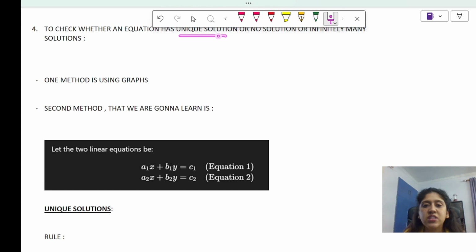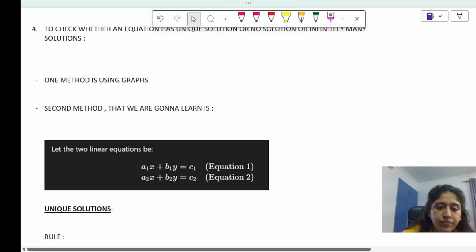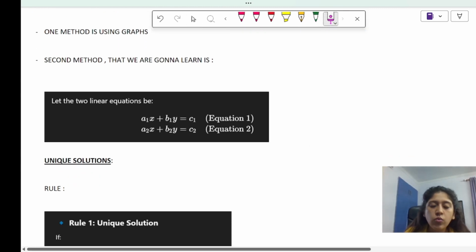Unique solution मतलब one solution, it will have just one solution. No solution means that equation can never have any solution. ठीक है, and infinitely many solutions means many solutions, many solutions. ठीक है, infinite solutions हो सकते हैं. We can keep on finding out solutions for that. ठीक है, now I'll tell you one thing.